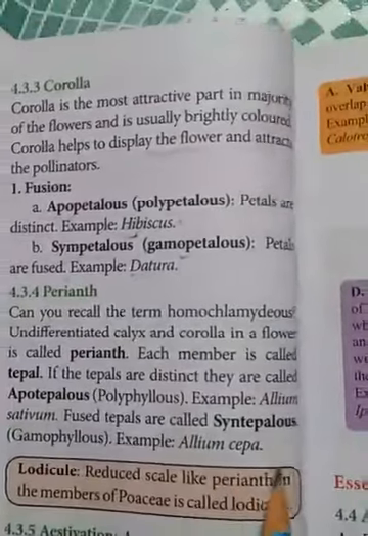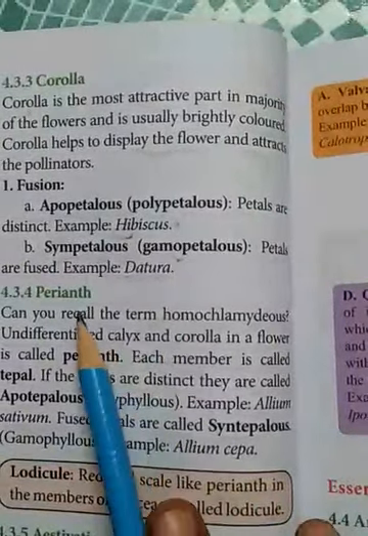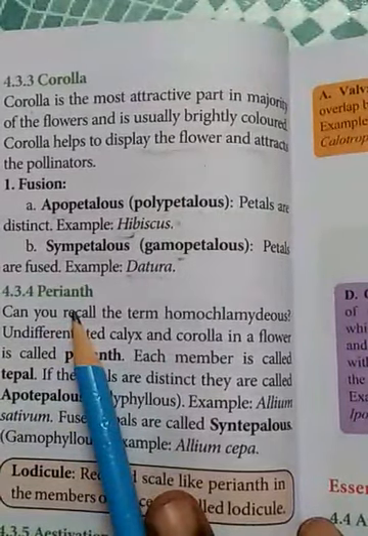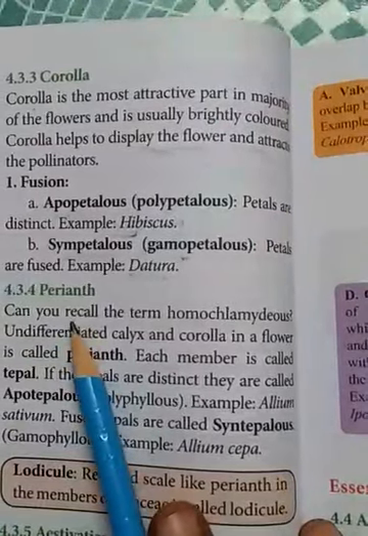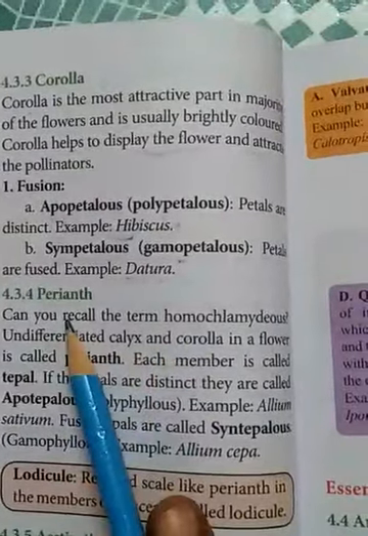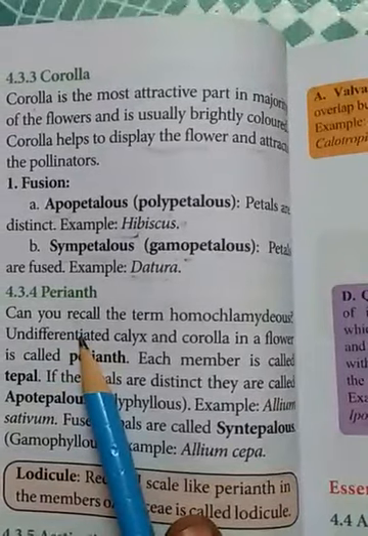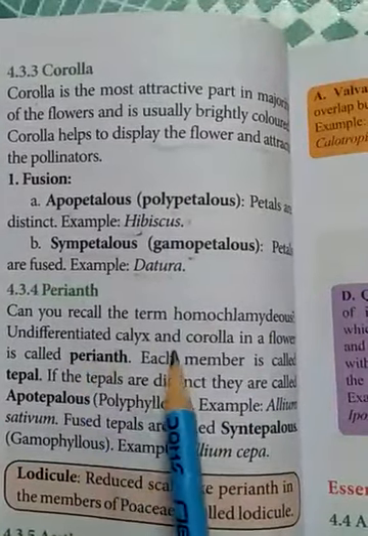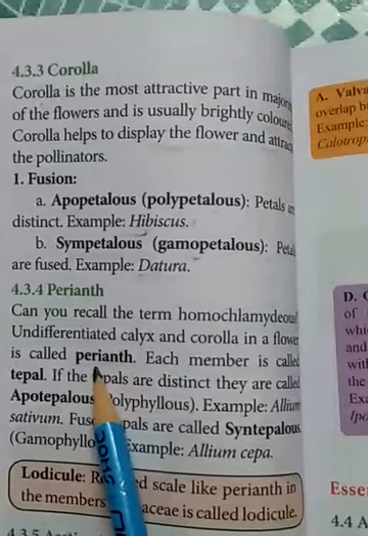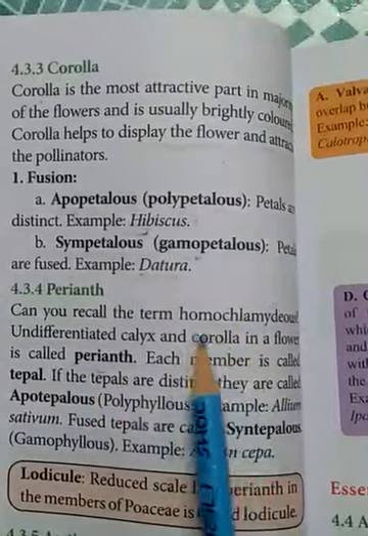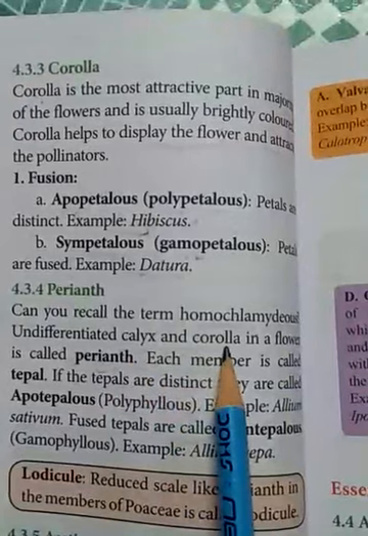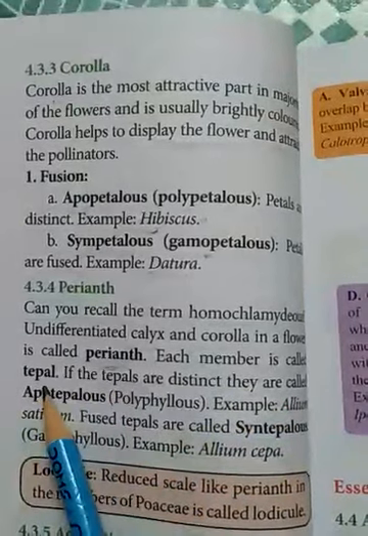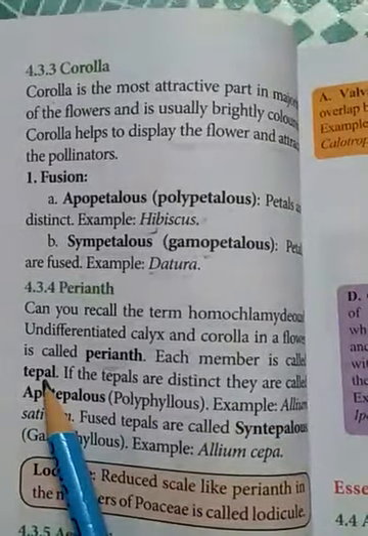Next we will study the perianth. Now here, as we have studied, in a flower there are usually 4 whorls, with the calyx and corolla being the accessory outermost whorls. In some plants, the calyx and corolla are not present separately. Instead, only one whorl is present around the essential organs, that is the androecium and the gynoecium. Then it is called homochlamydeous. Undifferentiated calyx and corolla in a flower is called the perianth. Homochlamydeous means there is no differentiation of calyx and corolla, only one whorl is present, that is called the perianth. Each member is called a tepal. So this perianth is made up of a group of tepals.